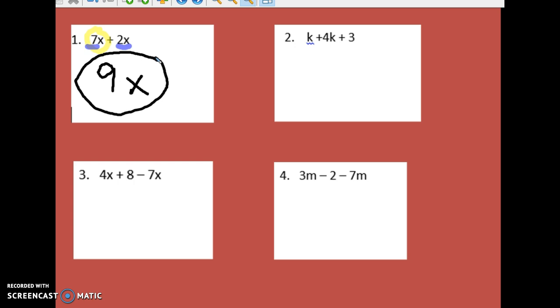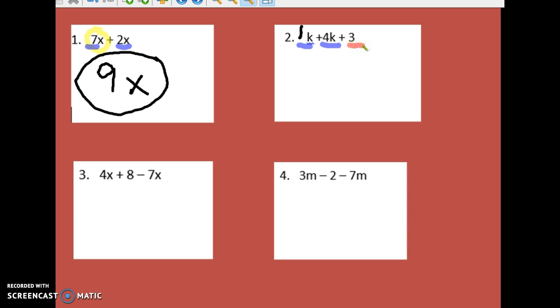Taking a look at example 2, now we have 3 things that we have to add together. The first one tells us we have k. Well, how many k's do we have? There's no number, no coefficient in front of that, so it is assumed that that is just a 1. So we have 1k plus 4k plus 3. Now what you'll notice here is we have the same variable k again, but then we have a plus 3 that does not have a k.